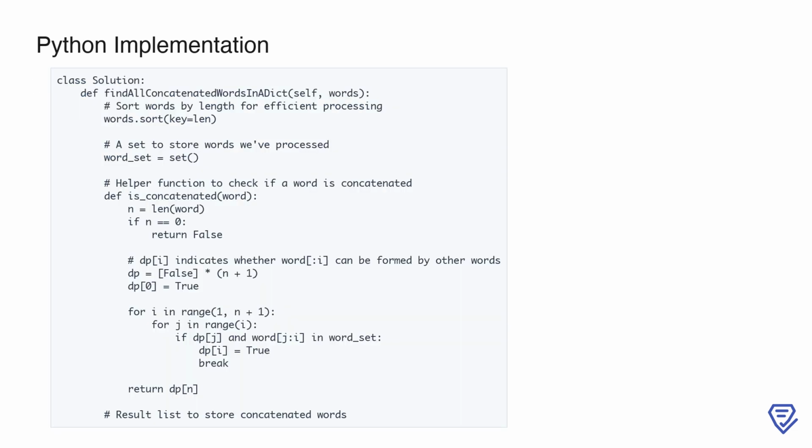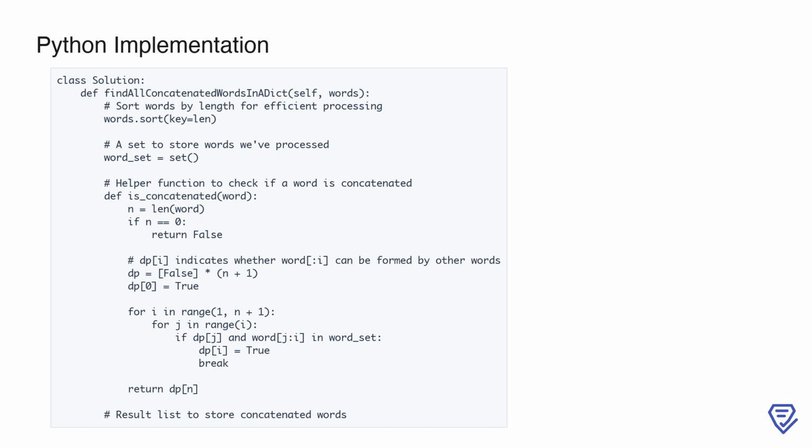Here, we begin by defining the findAllConcatenatedWordsInADict method within the Solution class. The first step is to sort the input list of words by their lengths. This is important because shorter words need to be processed first in order to build longer concatenated words efficiently. Next, we initialize an empty set called word_set to store the words we process along the way. This set will help us quickly check if a substring exists in the dictionary.